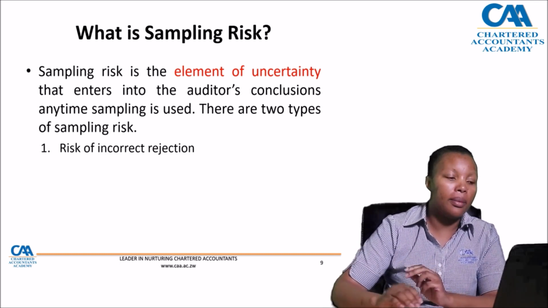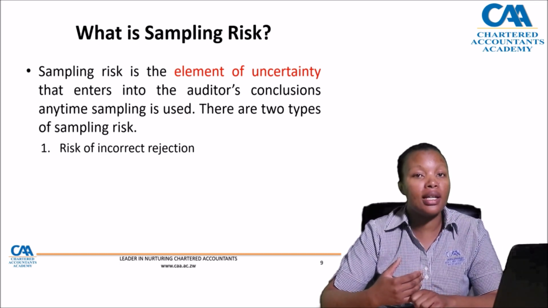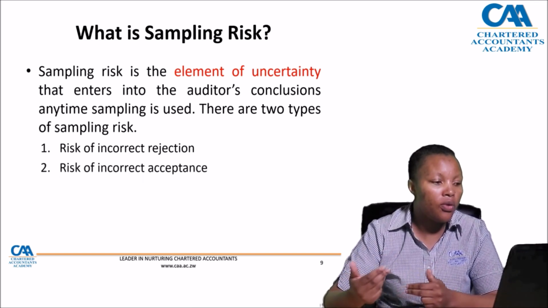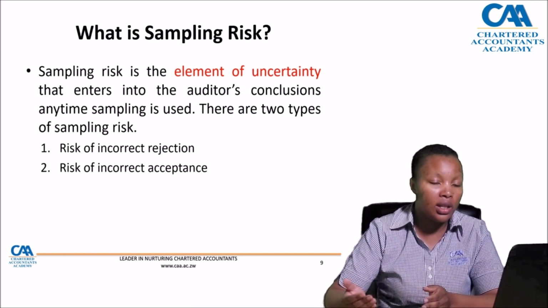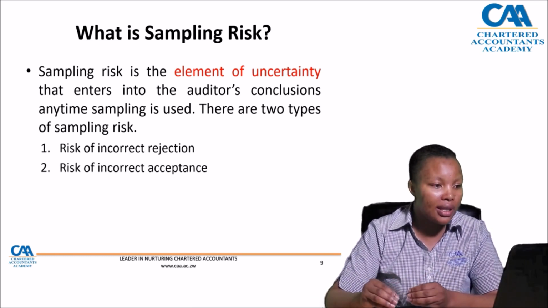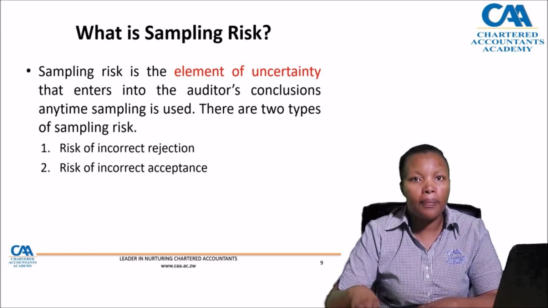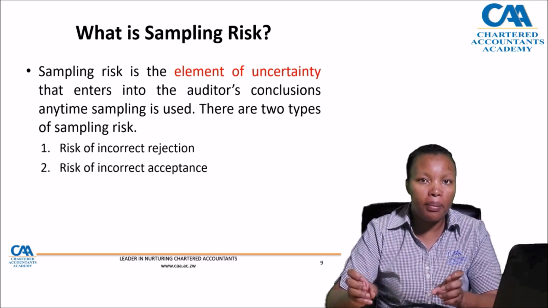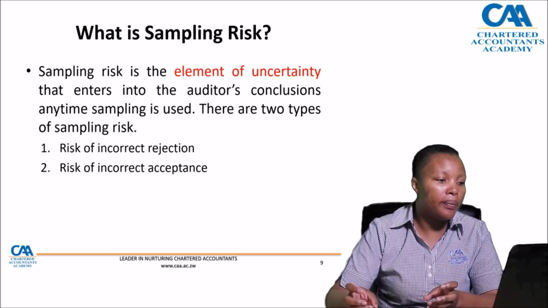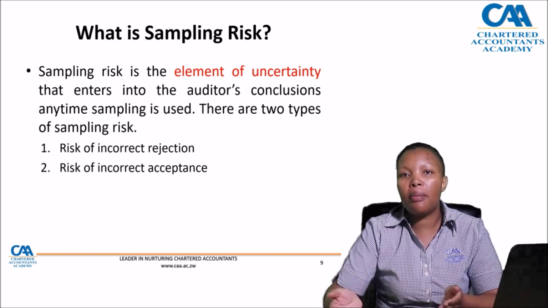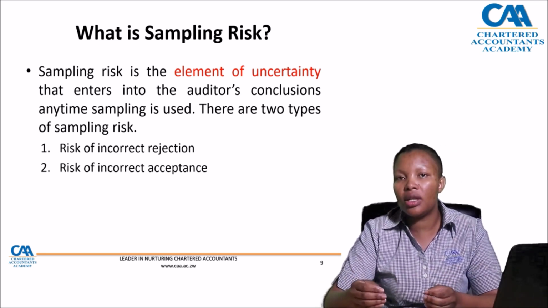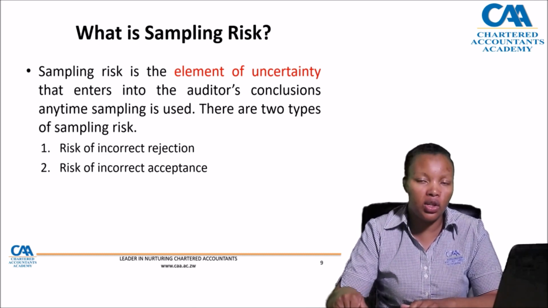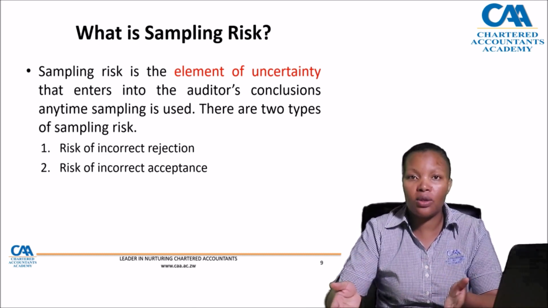Then we've got the second type. The second risk is the risk of incorrect acceptance. And the opposite is true of incorrect rejection when we now look at incorrect acceptance. So incorrect acceptance is the risk that the conclusion the auditor reaches by using this sample is that the account balance or the class of transaction is not materially misstated when it is actually materially misstated. But that is based on a sample.